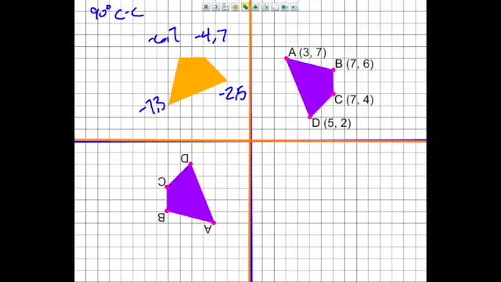All right, and this is 180 degrees. And again, counterclockwise. So now we've got our A at -3, -7. We've got B at -7, -6. We've got C at, let's just make sure that I'm doing this right, 1, 2, 3, 4, 5, 6, 7, down 1, 2, 3, 4, so -7, -4, sorry. And our D is going to be at -5, -2.